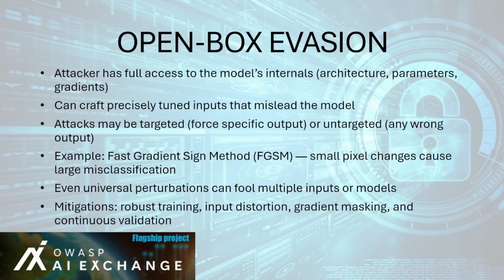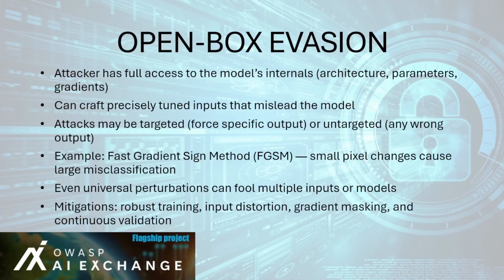And 5. Limit model exposure. In production, restrict full model access to trusted environments only. As an example, a computer vision model correctly identifies a traffic sign. A hacker slightly alters a few pixels, changes invisible to the human eye, and now the model classifies it as yield or give way instead of stop. With gradient access, this manipulation is fast, precise, and repeatable.